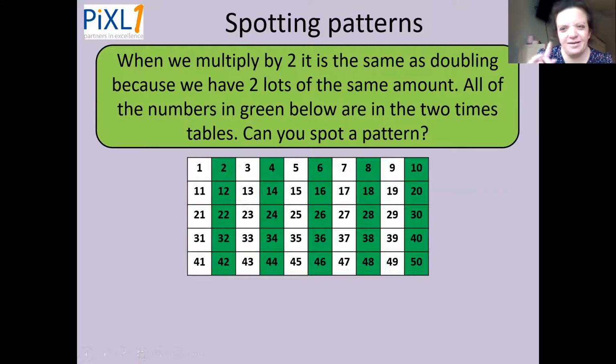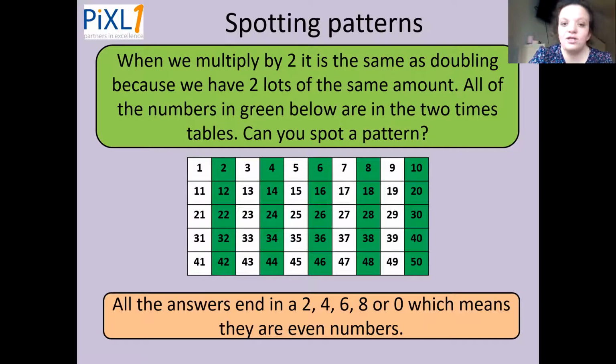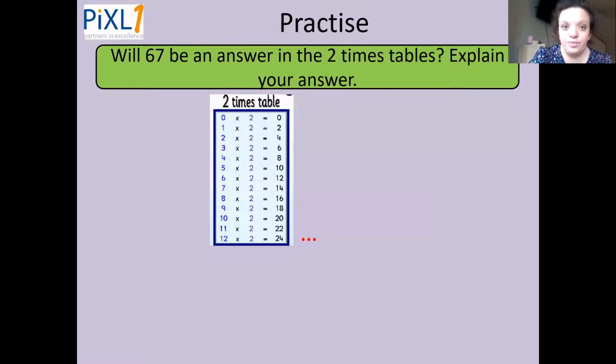Can you spot a pattern? I've been talking about it a little bit. What numbers are they? Have a little think. Pause if you need to. So all the numbers in the 2 times tables end in a 2, a 4, a 6, an 8 or a 0, just like we've been talking about. So that means that they're all even numbers. So you can also check that a number is even if it's in our 2 times table.